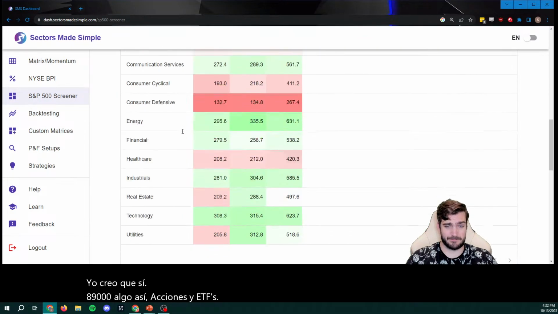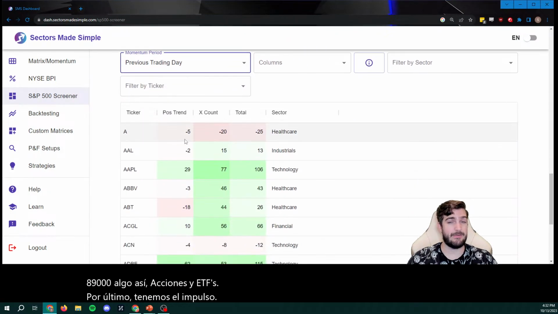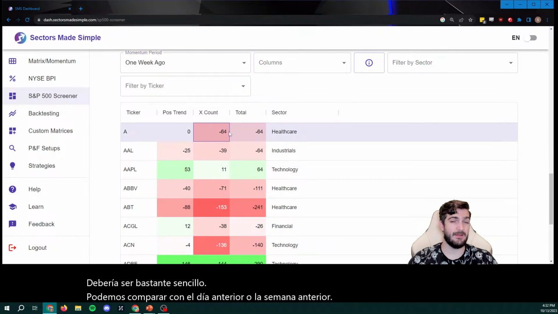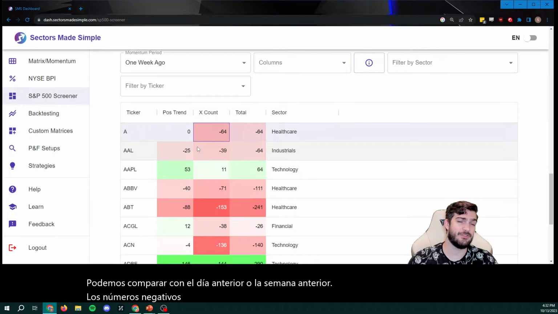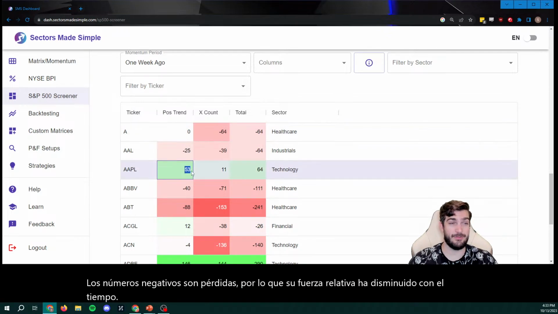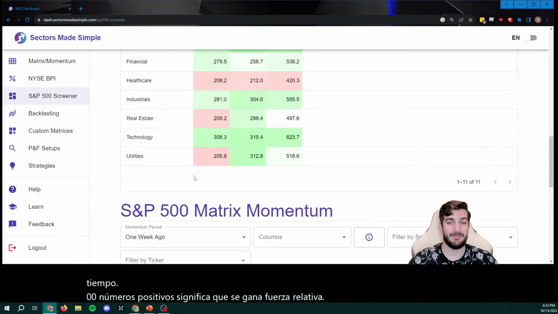So, finally, we have momentum. It should be pretty straightforward. We can compare against the previous day or previous week. Negative numbers are losses, so its relative strength has gone down over time. 0 is 0. Positive numbers means that it has gained relative strength over time. That's all there is to it.